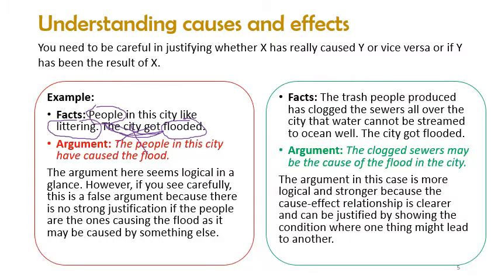Because if you see carefully, we can see the relationship is clear, and it can be justified because we see the direct connection between the clogged sewers and the flood. So when the sewers are clogged, the water rises to the surface, and that causes the water to flood the city. So that's why this one is a better argument that you need to use as the example of how to create an argument in your essay later.